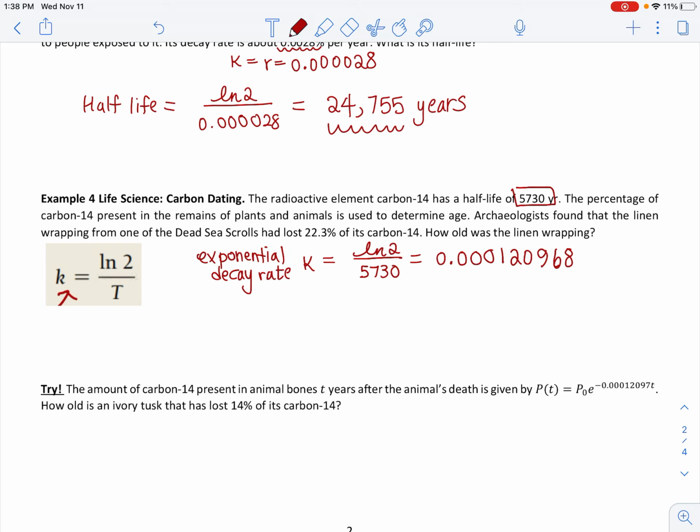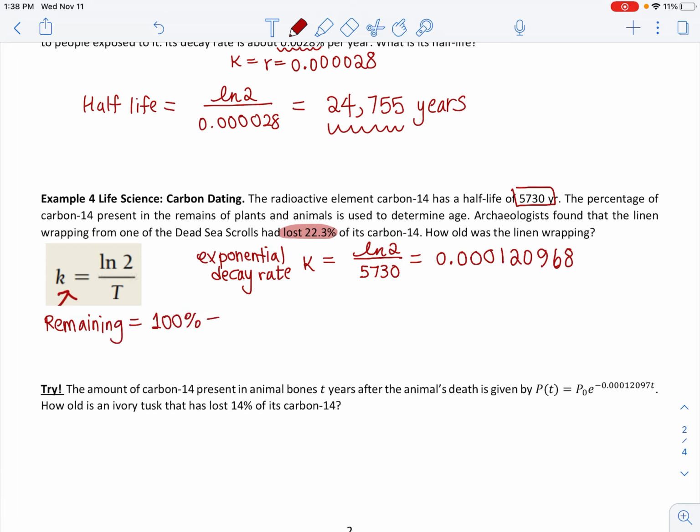Okay. Now listen. This linen wrapping used to be 100% of what it used to be, right? It was a whole thing. It was 100% there. But then in however many years, they didn't say it, but it took some long time, it lost 22.3% of its carbon-14. Now, watch very carefully. They're not saying 22.3% is remaining. They're saying it lost 22.3%. So what I'm going to do is this. How much is remaining?